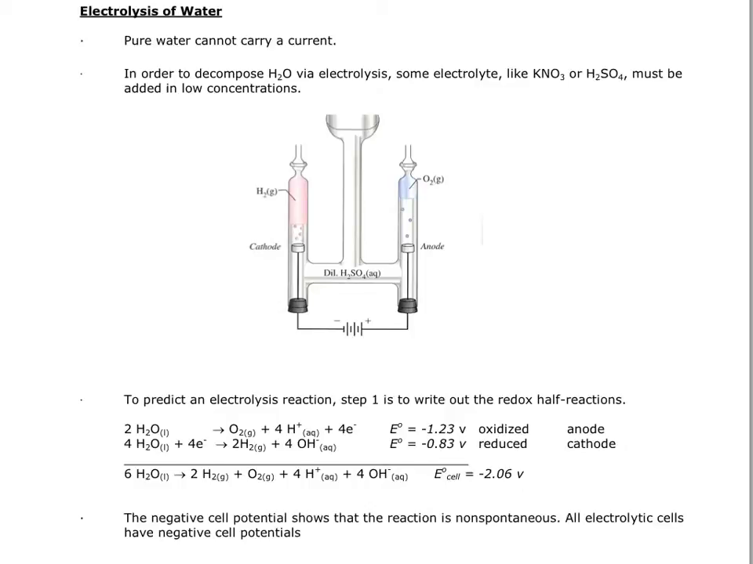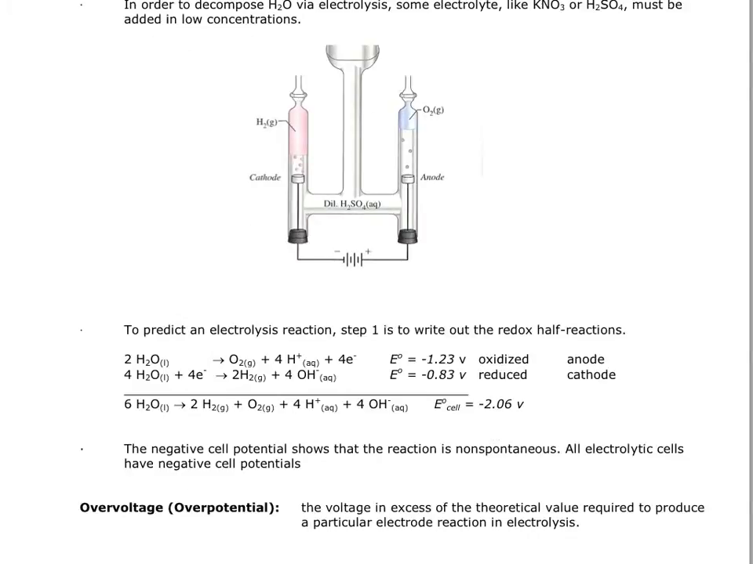Now, pure water cannot carry a current. In order to decompose water via electrolysis, some electrolyte, like potassium nitrate or sulfuric acid, must be added in low concentrations. The water that we use in our everyday life can carry a current because it's not pure water that we're using. This is the apparatus used to decompose water.